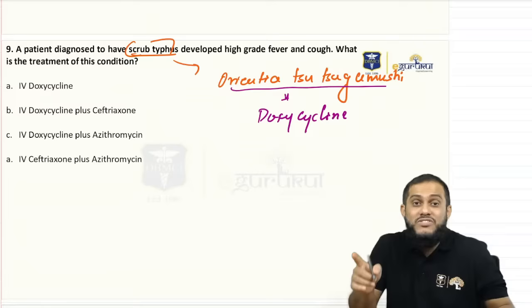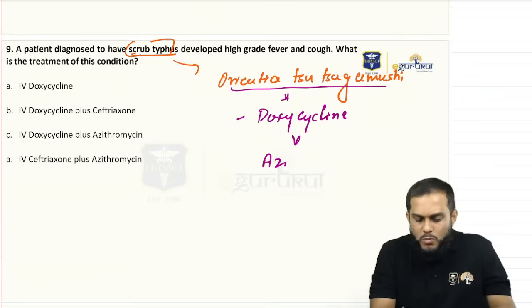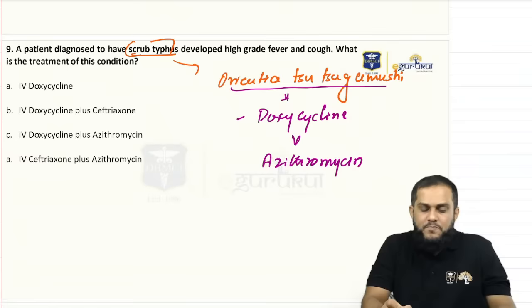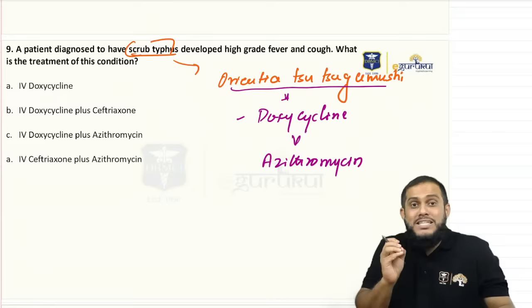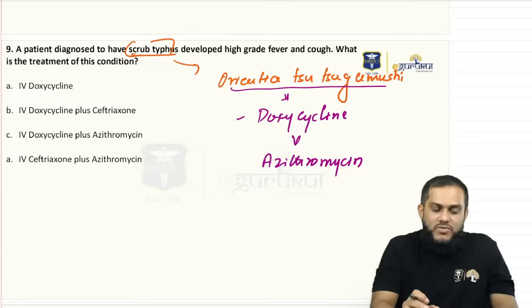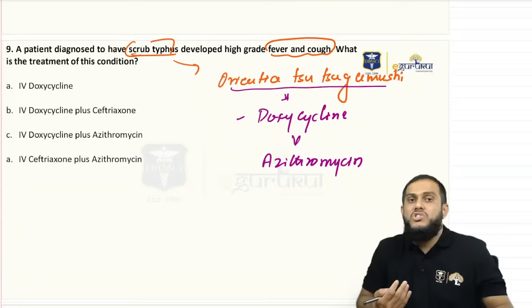The second drug of choice is azithromycin. Usually we start with doxycycline. If doxycycline is resistant, the second preferred drug is azithromycin. Not only that, here a patient diagnosed with scrub typhus developed high grade fever and cough. There are lung manifestations. We have to take care of the lung manifestations also.